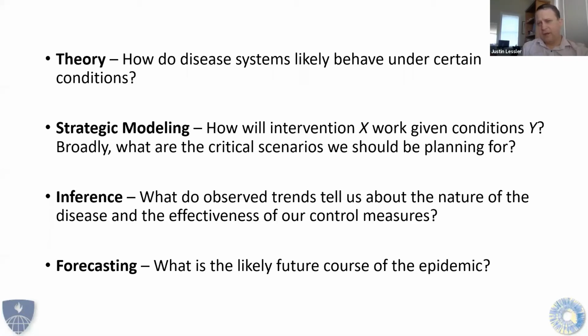But in a school of public health, we're more interested in things like strategic modeling. So how will some intervention work in controlling a disease? How well will it work in contrast to another intervention? Thinking of this strategic modeling broadly, what are the critical scenarios we should be planning against when we're confronting disease? And it's important to realize the aim here isn't necessarily to forecast, it's to get good approximations that help us make policy and planning decisions.